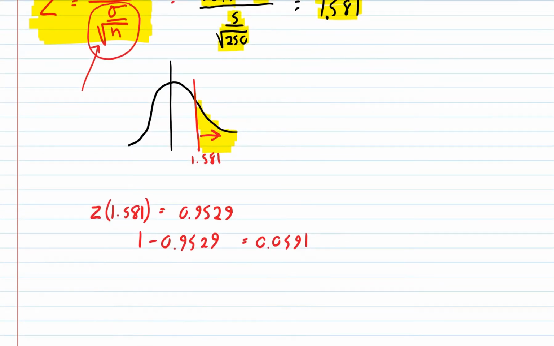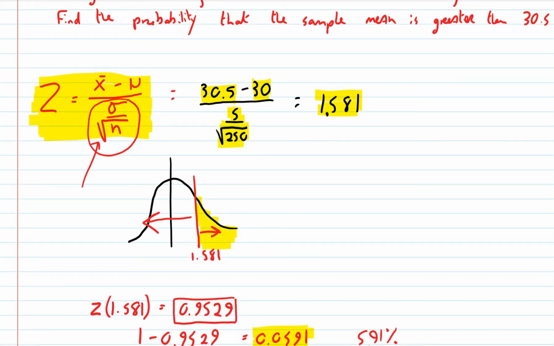So what do we do? Well, we look at our tables and we see that the probability of getting less than 1.581 standard deviations is this. So that would be the chances of getting less than it. We take it away from 1, we get this 0.0591. If we change that into a percentage, it would be 5.91%. Okay, so we have 5.91% of our mean being greater than 30.5.